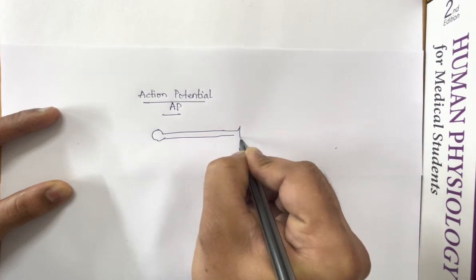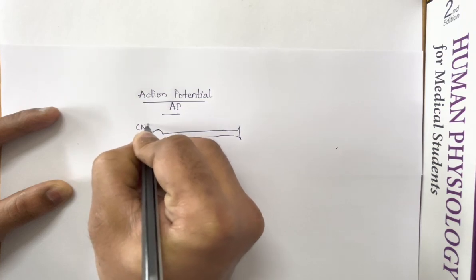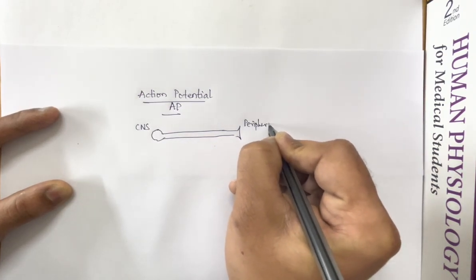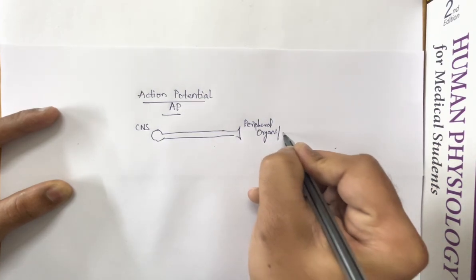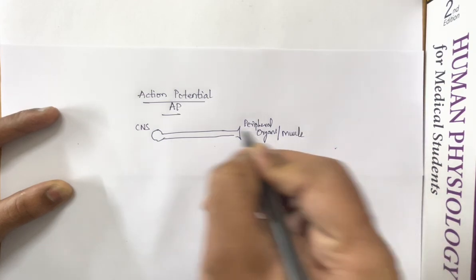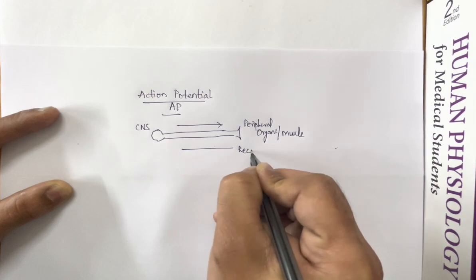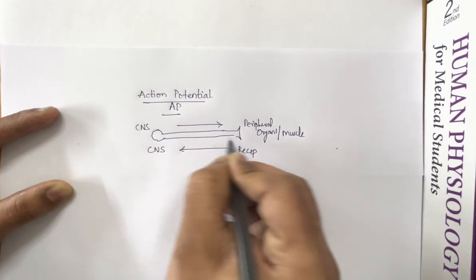So the function of the nerve fiber is to carry the impulses either from the central nervous system towards the peripheral organ or muscles in this direction, or from the periphery, that is from the receptor level, the signals are carried towards the central nervous system by the nerve fibers.